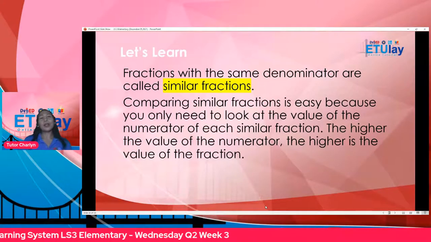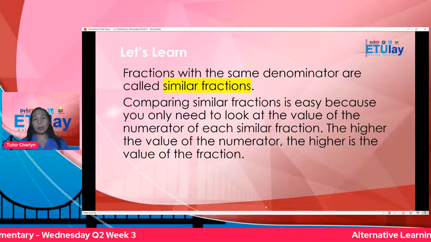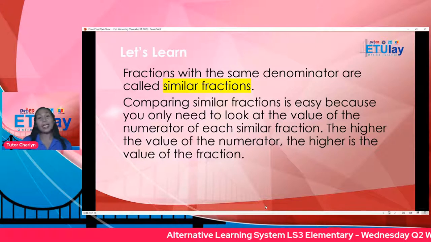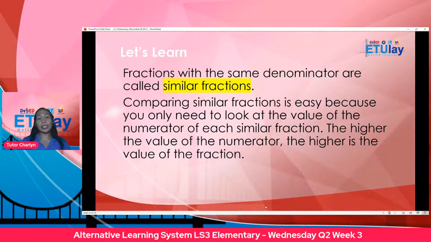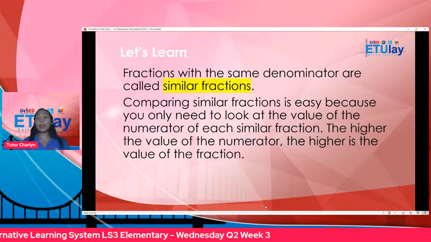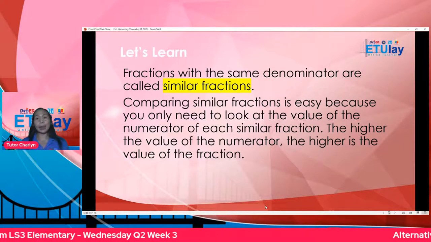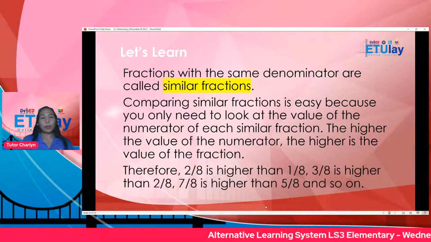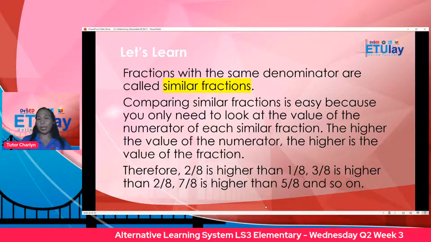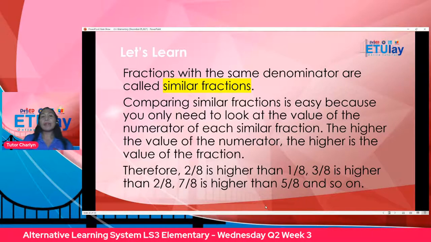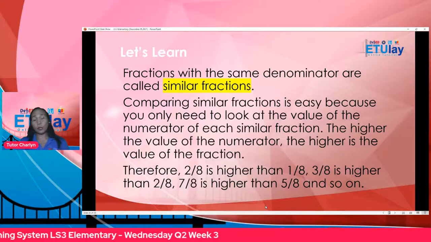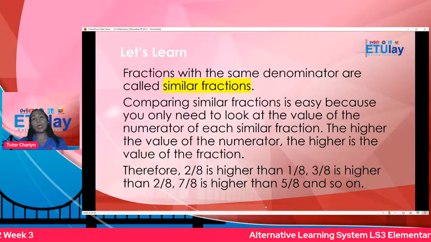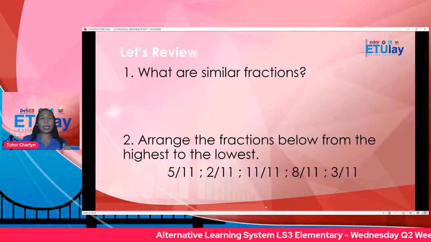So, mamaya po yun. Comparing similar fractions is easy because you only need to look at the value of the numerator of each similar fraction. The higher the value of the numerator, the higher is the value of the fraction. Madali daw tayong mag-arrange kapag same yung denominator. Ang titingnan lang natin yung nasa taas. So therefore, 2/8 is higher than 1/8, 3/8 is higher than 2/8, 7/8 is higher than 5/8, and so on. So ang titingnan natin kapag same lang denominator, yung nasa taas lang. Sino yung may pinakamataas na value, yun po yung may malaking value.